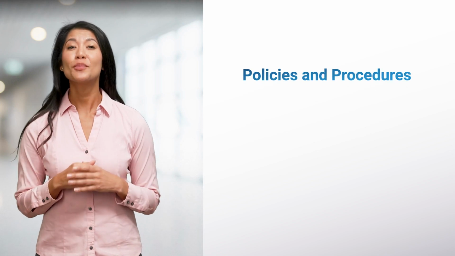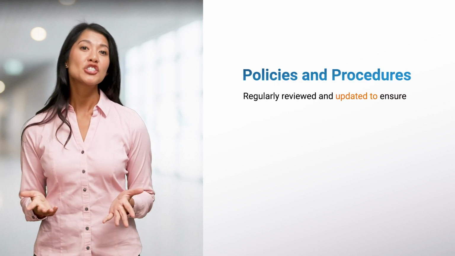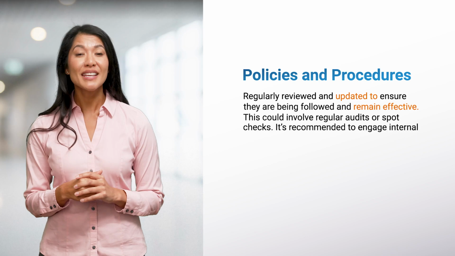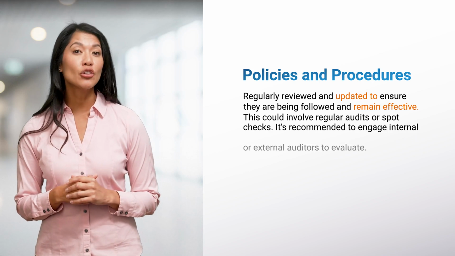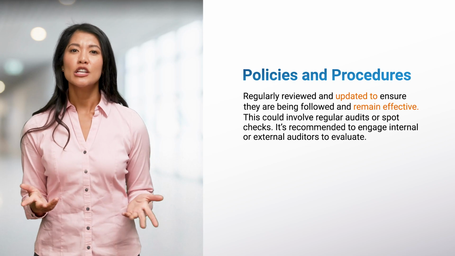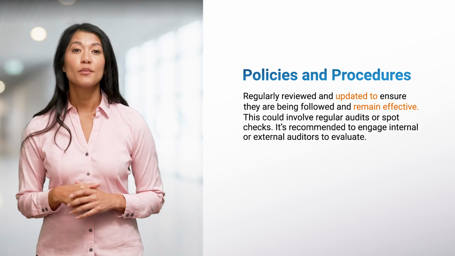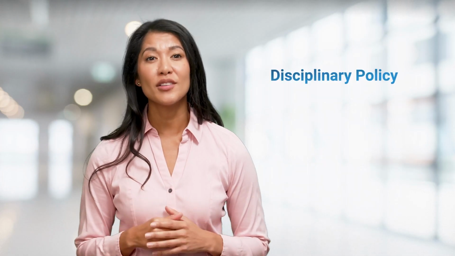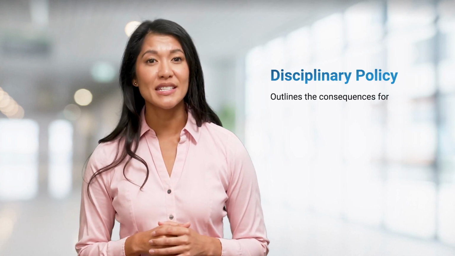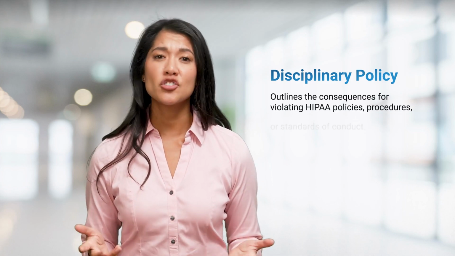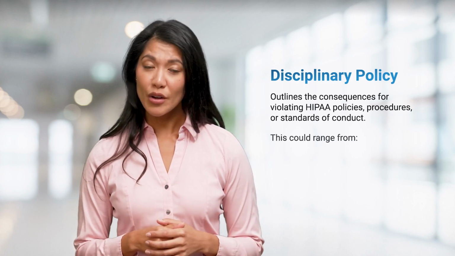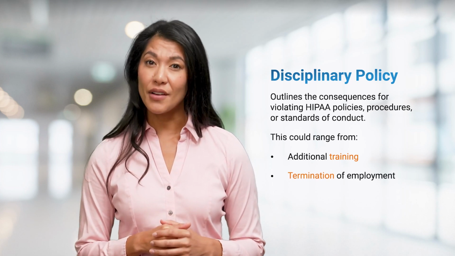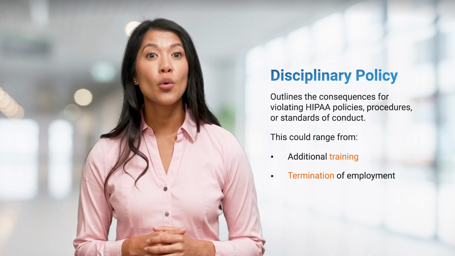Policies and procedures should be regularly reviewed and updated to ensure they are being followed and remain effective. This could involve regular audits or spot checks to assess compliance. It's recommended to engage internal or external auditors periodically to evaluate the effectiveness of your policies, procedures, and controls. Your organization should have a clear disciplinary policy in place that outlines the consequences for violating HIPAA policies, procedures, or standards of conduct. This could range from additional training to termination of employment, depending on the severity of the violation and whether it was intentional or unintentional.